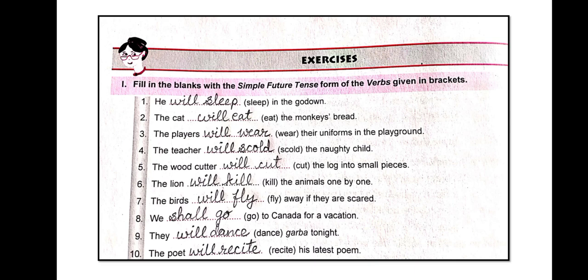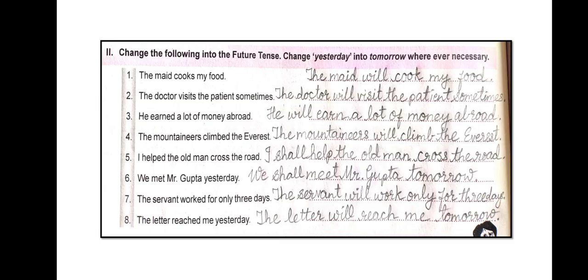6. The lion will kill the animals one by one. 7. The birds will fly away if they are scared. 8. We shall go to Canada for a vacation. 9. They will dance Garba tonight. 10. The poet will recite his latest poem.